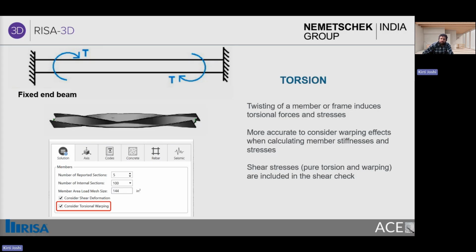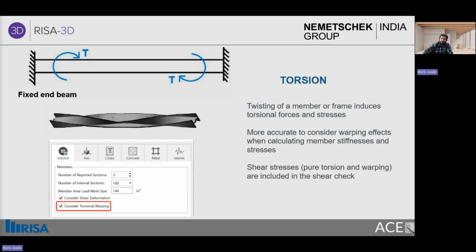I will also highlight what shapes we are checking for torsion. We have the idea of an open shape versus a closed shape, and in RISA 3D, torsion is checked only for the open shapes. So warping effects are considered only for the wide flange and the channels. It is also more accurate to consider the warping effect when calculating the member stiffness and the stress.